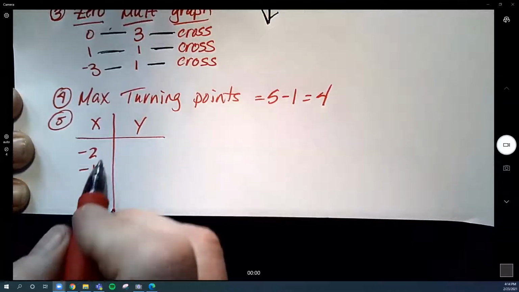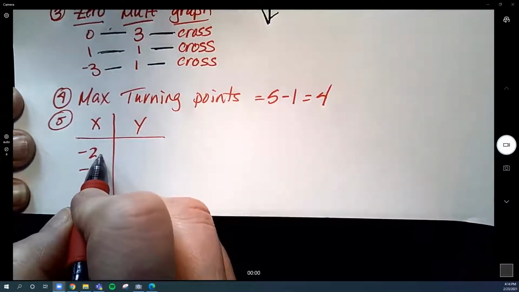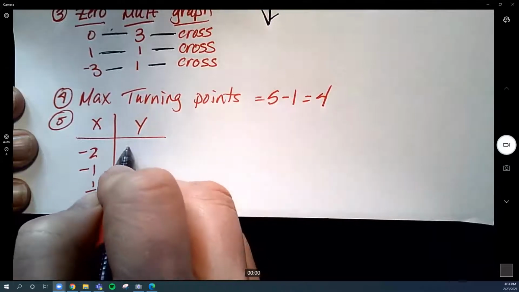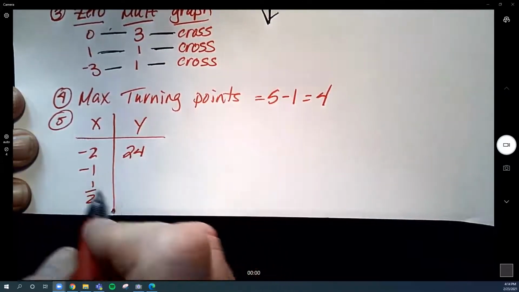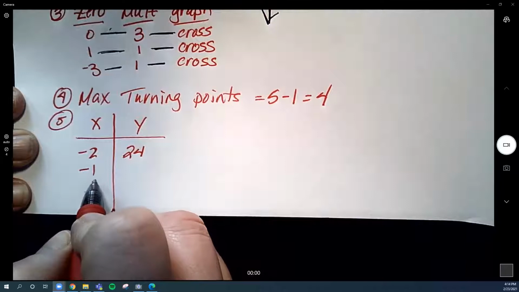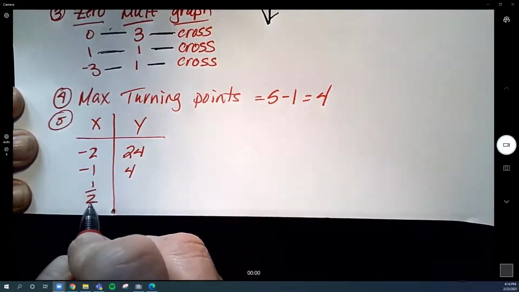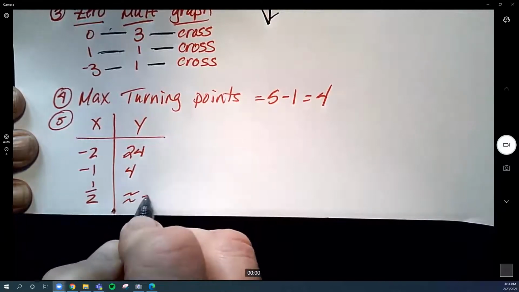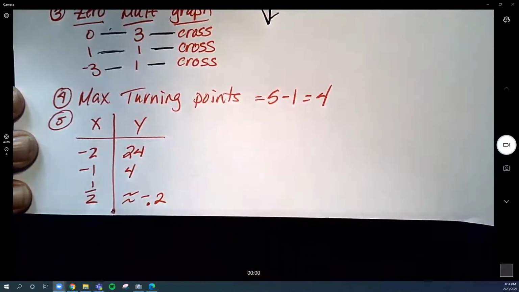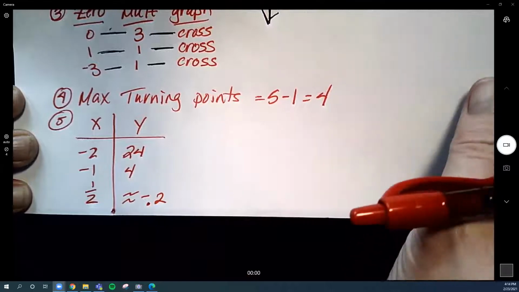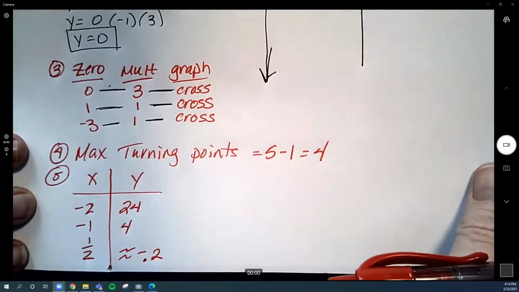So when I put these values into my calculator, -2 for x gives me a y value of 24. An x value of -1 gives me a y value of 4. And an x value of 1/2 gives me an approximate value of about -0.2. I'm just getting an approximation so I know where to plot those points on my graph.